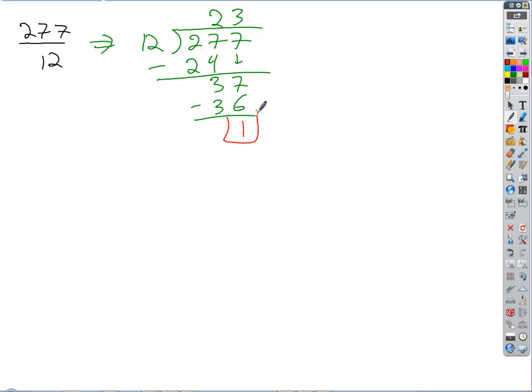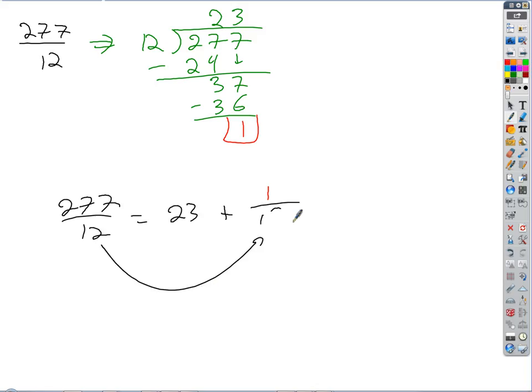So how would we write that answer then? We would say that 277 divided by 12 equals 23 plus my remainder of 1 divided by the original denominator, right? Does that make sense? Okay, so that's how we would do that. Back in the day, you used to probably just put the R1. The R1 is really bad. The R1 doesn't really mean anything. At the time, that made sense because that's where you were in the process, but we're long past that. So now we have to write it as a fraction.